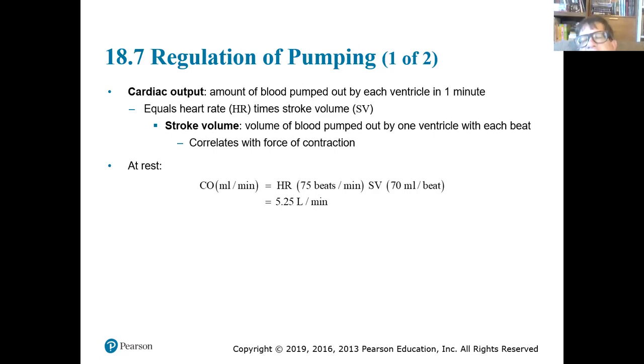All right, we have some math here. You do need to know this math. It's not horrible math. Cardiac output, how much blood you pump out of the heart over time, is heart rate times stroke volume. That's all it is. Stroke volume is the amount pumped out by one ventricle with each beat, and heart rate is how many times that ventricle beats. So it's how much blood we're putting out from that ventricle in a minute.